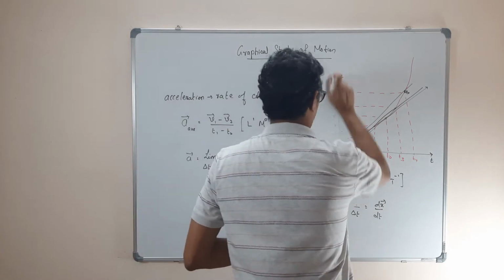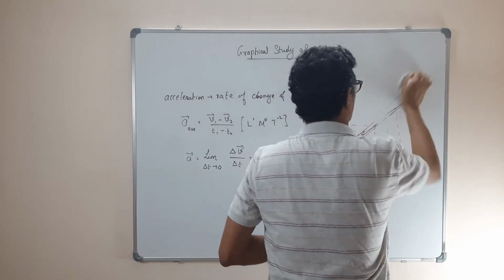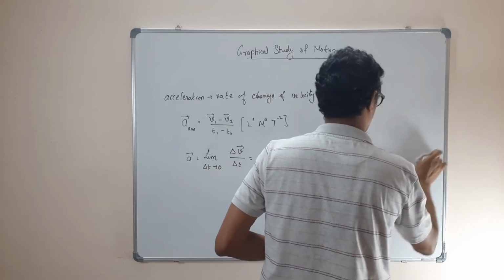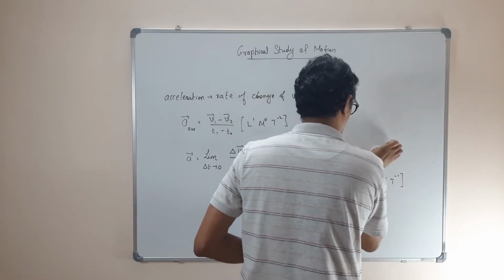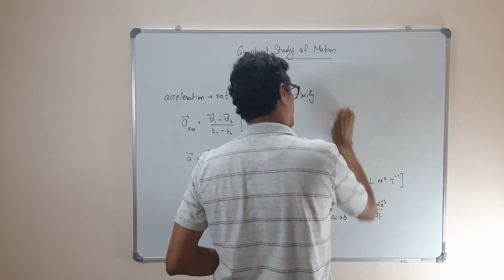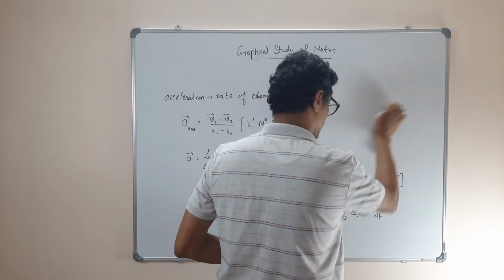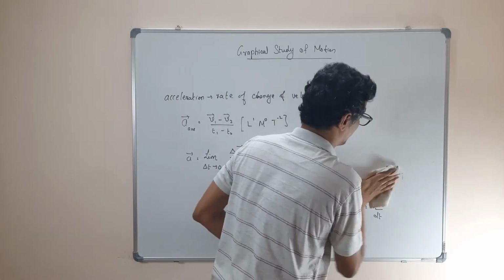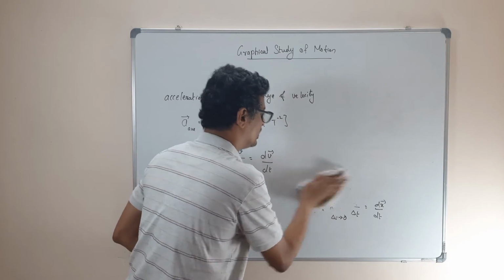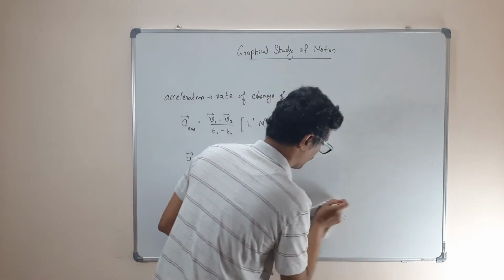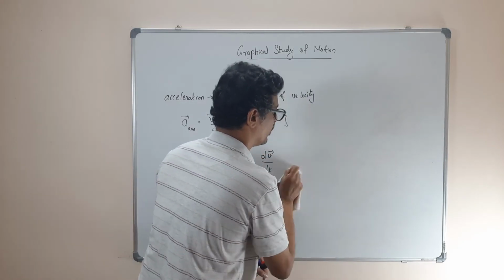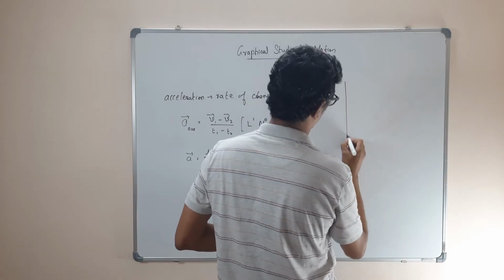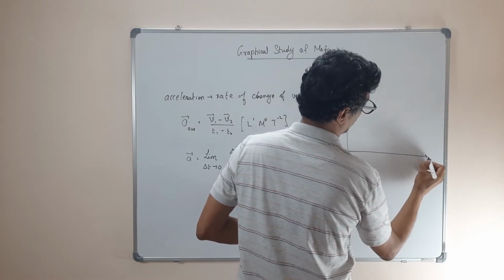Okay, so now I am going to do the plotting again. What will be the axes when I am dealing with acceleration? The y-axis will be velocity, very good, and the x-axis will be time. So let us draw the velocities. We are going to have the x-axis as time.